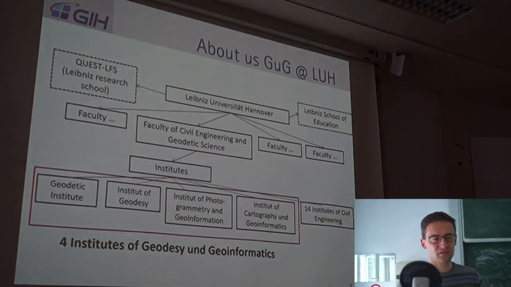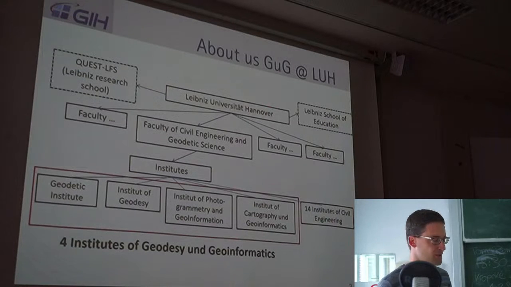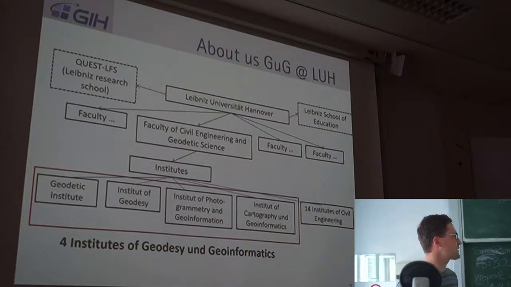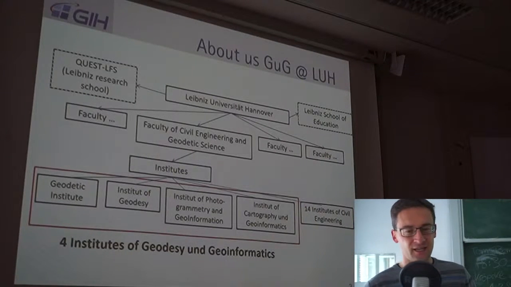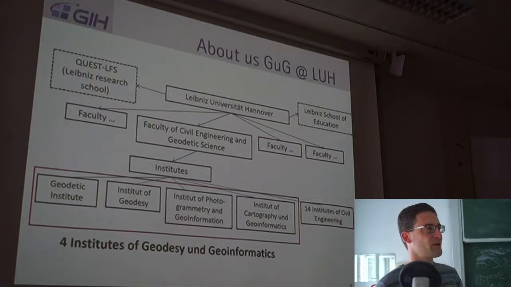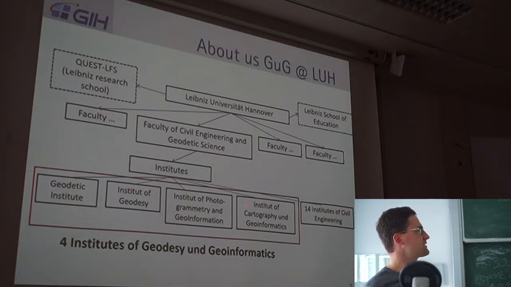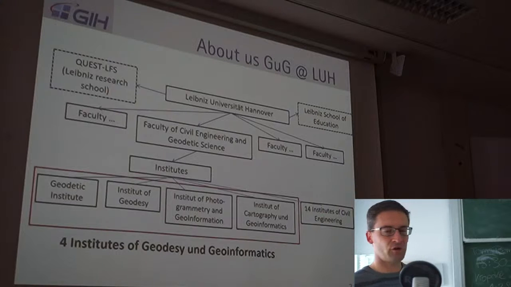It's not the best view, but just to give you a small overview what we have. We are here as the whole Leibniz University. And we have faculties, and this is our faculty, the Faculty of Civil Engineering and Geoscience. And the civil engineers have 14 institutes. We also cooperate with them in some projects and some scientific stuff. But we look at the geodesy, and this is divided into 4 institutes.